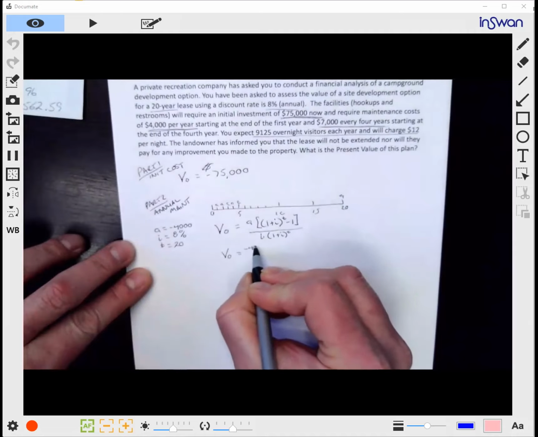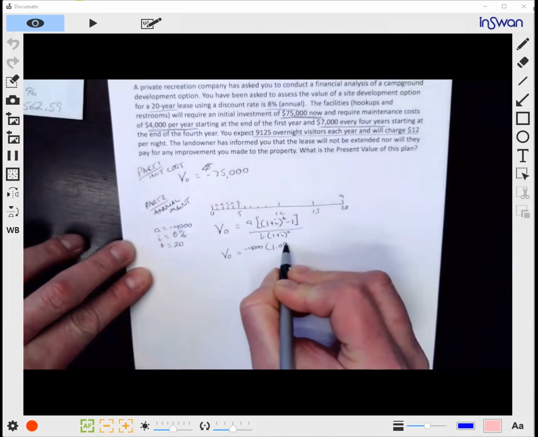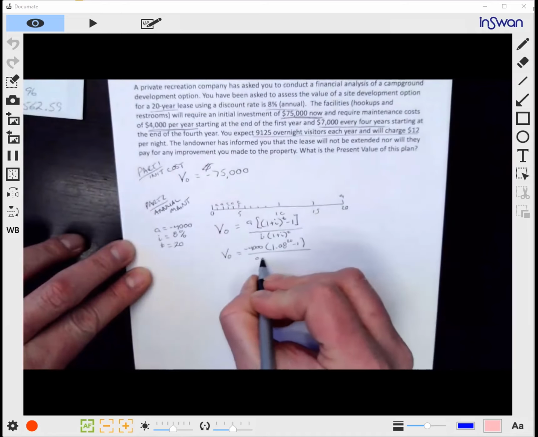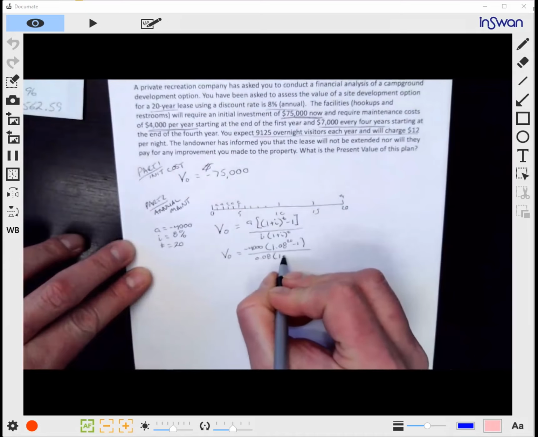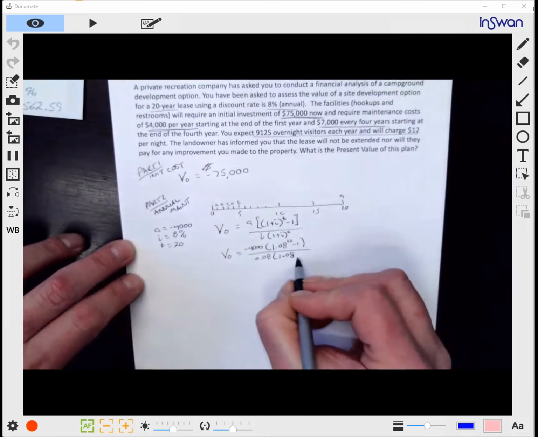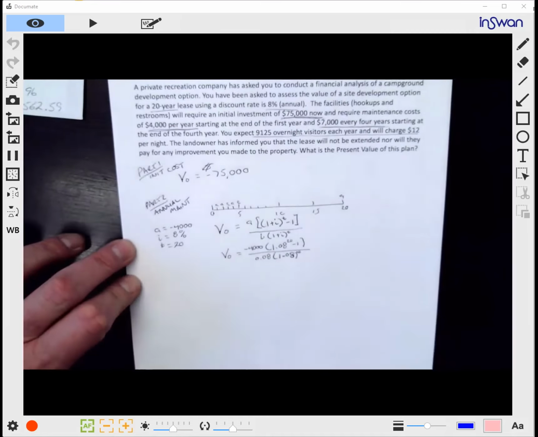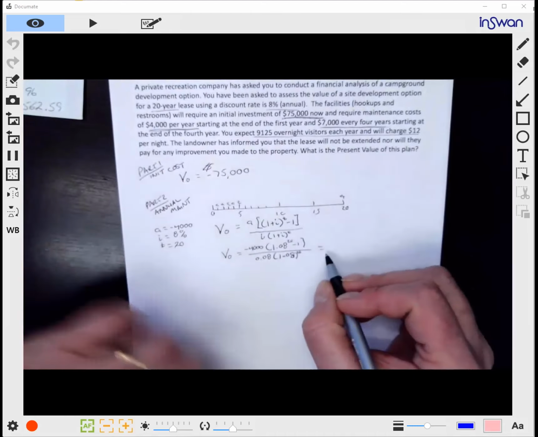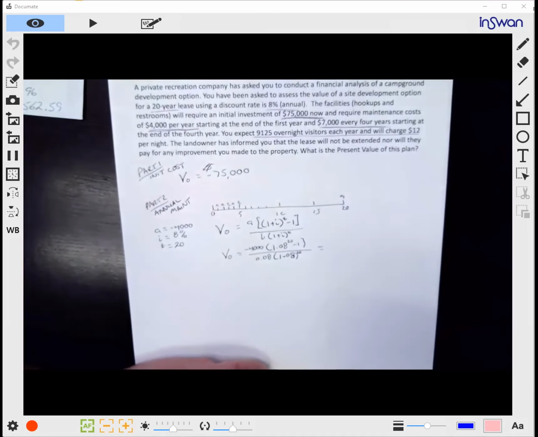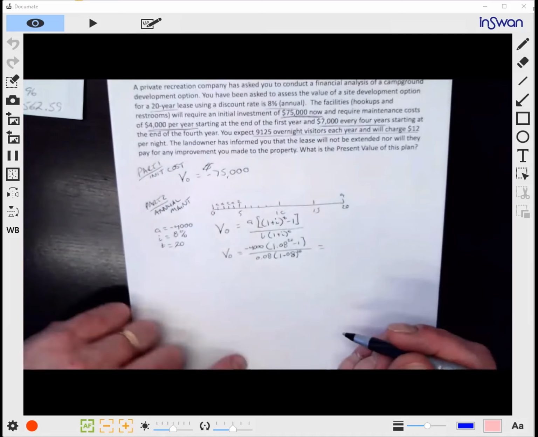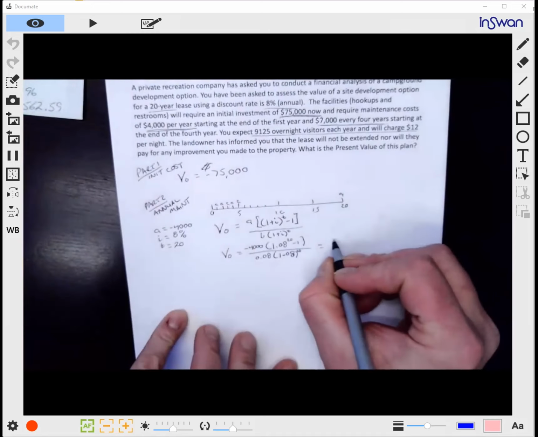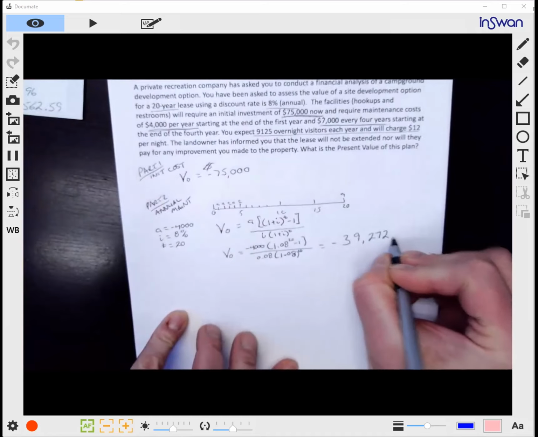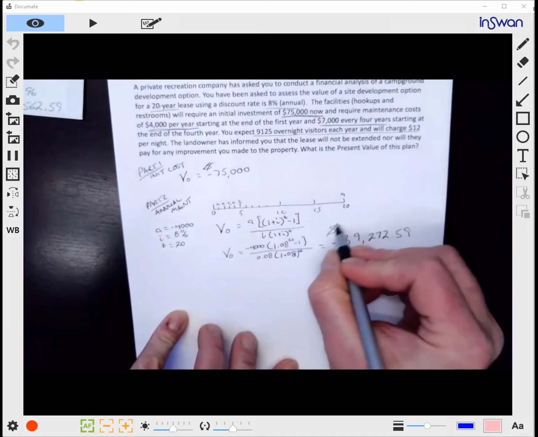And I have minus 4,000 times (1.08 to the 20 minus 1) over 0.08 times 1.08 to the 20. I'm falling apart here, guys. Okay, so that's my equation, got it all laid out, and I can plug that into my Excel spreadsheet or whatever. At the end of this, I'm going to go and do this in the Excel spreadsheet. So if you want to see how I type these in, you can see that there as well. So minus 39,272.59.